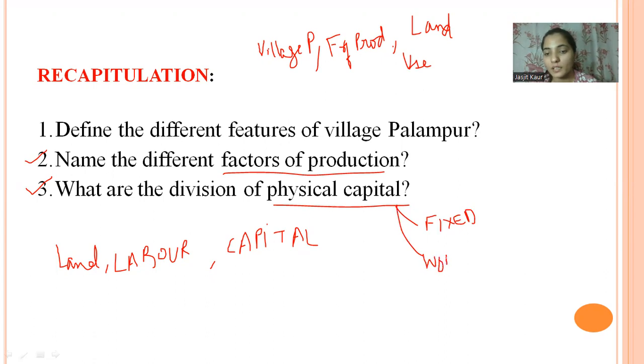And now quickly tell me the examples of fixed and working capital. Yes, very good students. Fixed capital we have is tools, machinery and land, whereas in working capital we have raw material and money. Yes, very good students. So these are the divisions of physical capital.